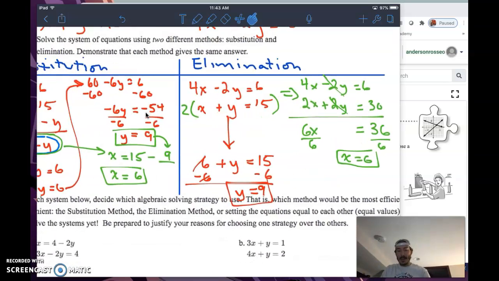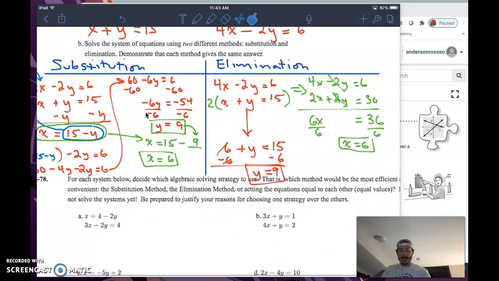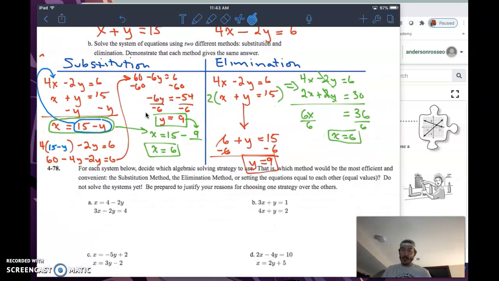Which method do you like best? Which one was easiest? I had to do a little bit of work to get that substitution method to work, and a little bit of work to get that elimination method to work. In this particular situation, I'm not convinced that there's one method better than the other.